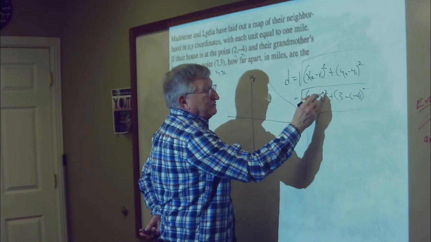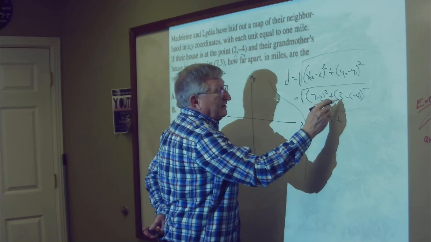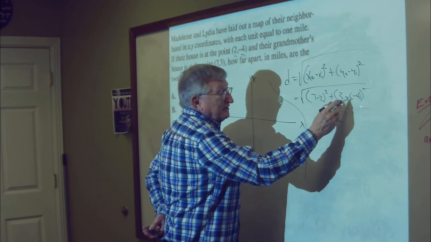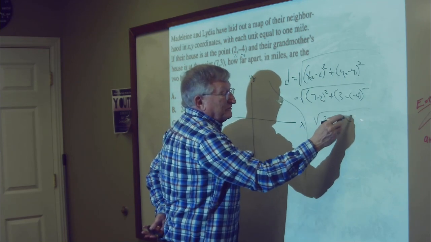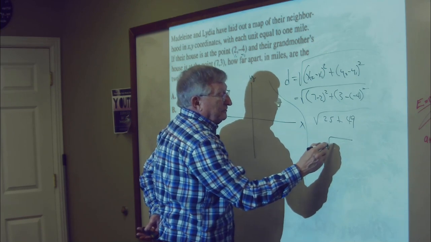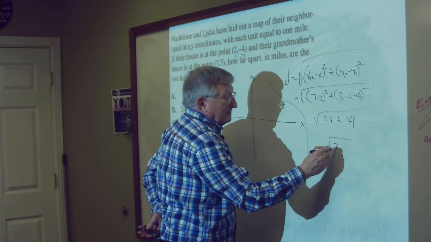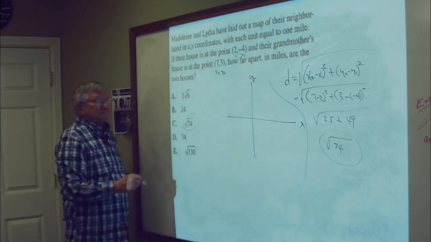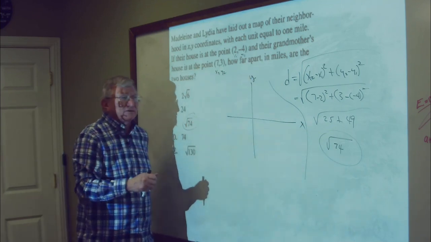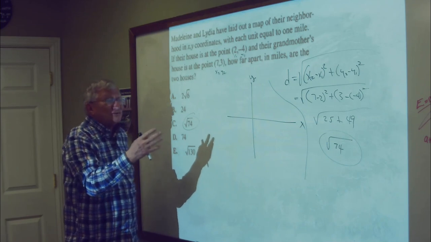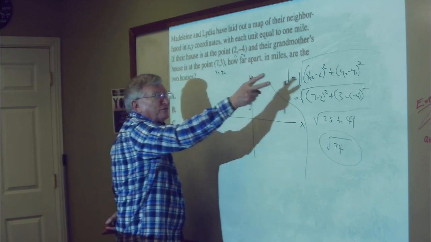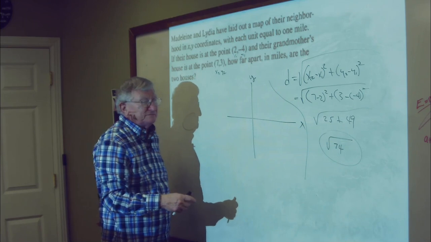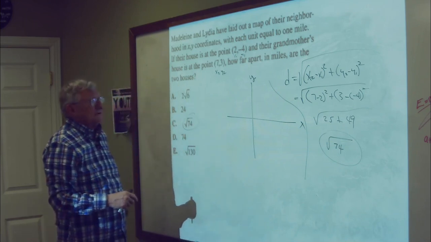And of course, this is the square root of 7 minus 2, which is 5. 5 squared is 25. 3 minus -4 is 3 plus 4. That's 7. 7 squared is 49. So you get the square root of 74. And there it is. So if you remember the distance formula, you can probably almost do it in your head. A lot of it, you wouldn't want to write all this stuff down, probably, if you remember it. Plug it in and do the problem.